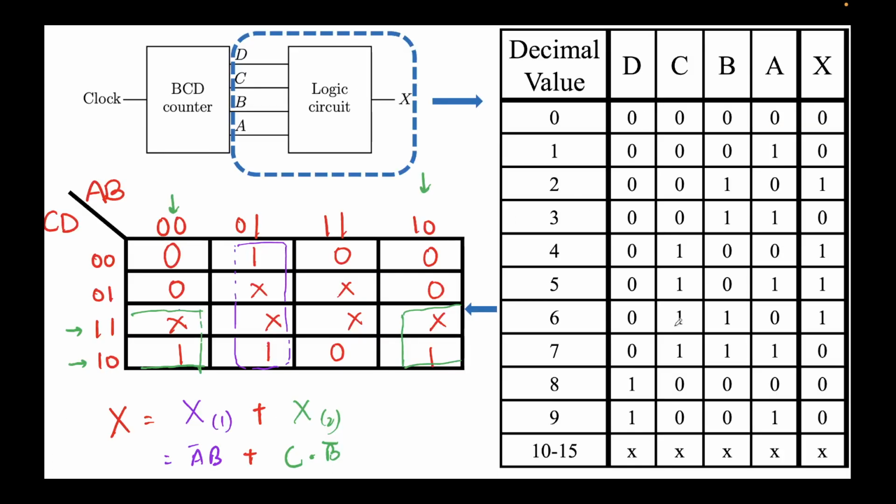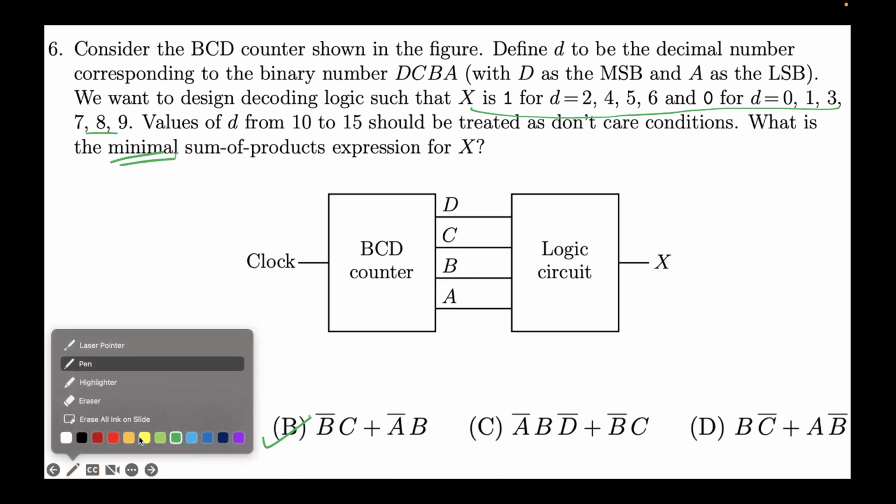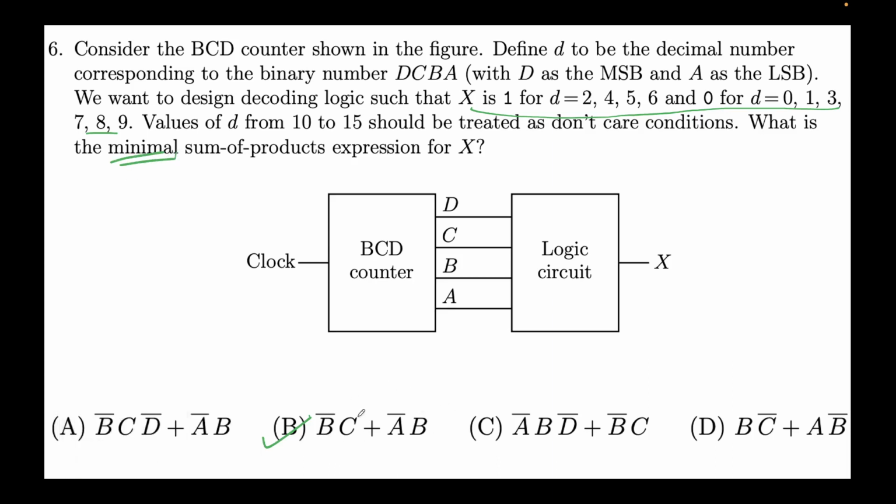Based on this we populated the truth table, and then we made the Karnaugh map, and then finally for the purple and green rectangles, because we want only ones, we can take x's to make our rectangles as big as possible. We did that, and we finally figured out this is the expression that we cannot simplify further. Note the term minimal here means you have to simplify as much as possible. We cannot simplify this expression any further, hence this is the answer.